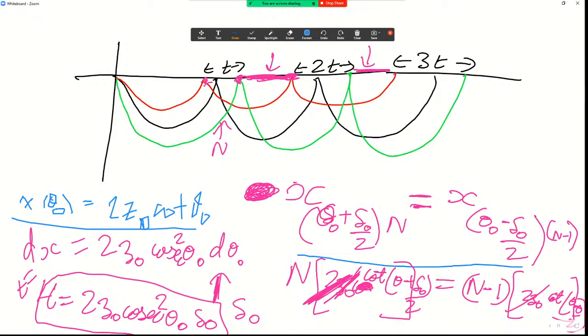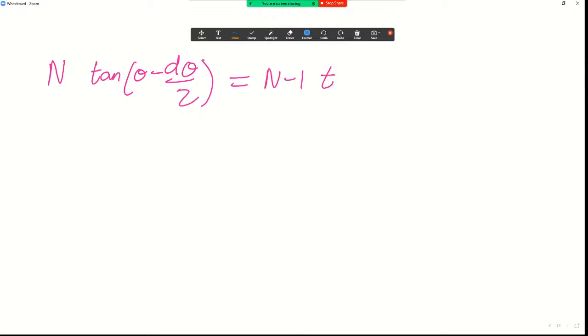Can you make the next slide? So yes. So n times tangent of theta minus d theta by 2. Here d theta is that, but I am lazy to write that. Yeah, okay.